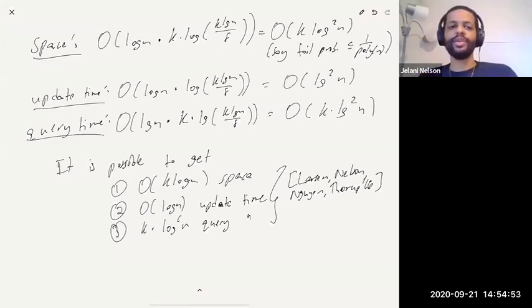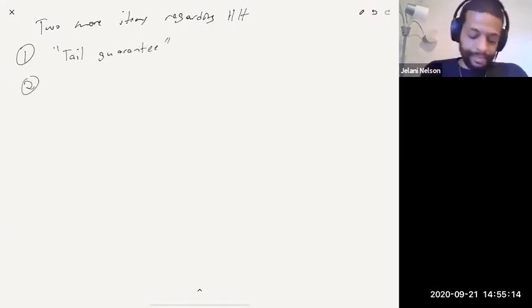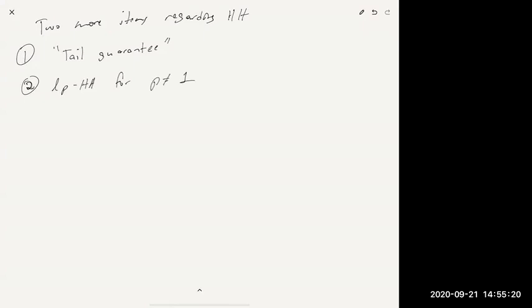So what I want to tell you about is 2 more items regarding heavy hitters. One is the so-called tail guarantee. And 2 is L_p heavy hitters, for p not equal to 1. So let's do the tail guarantee first.